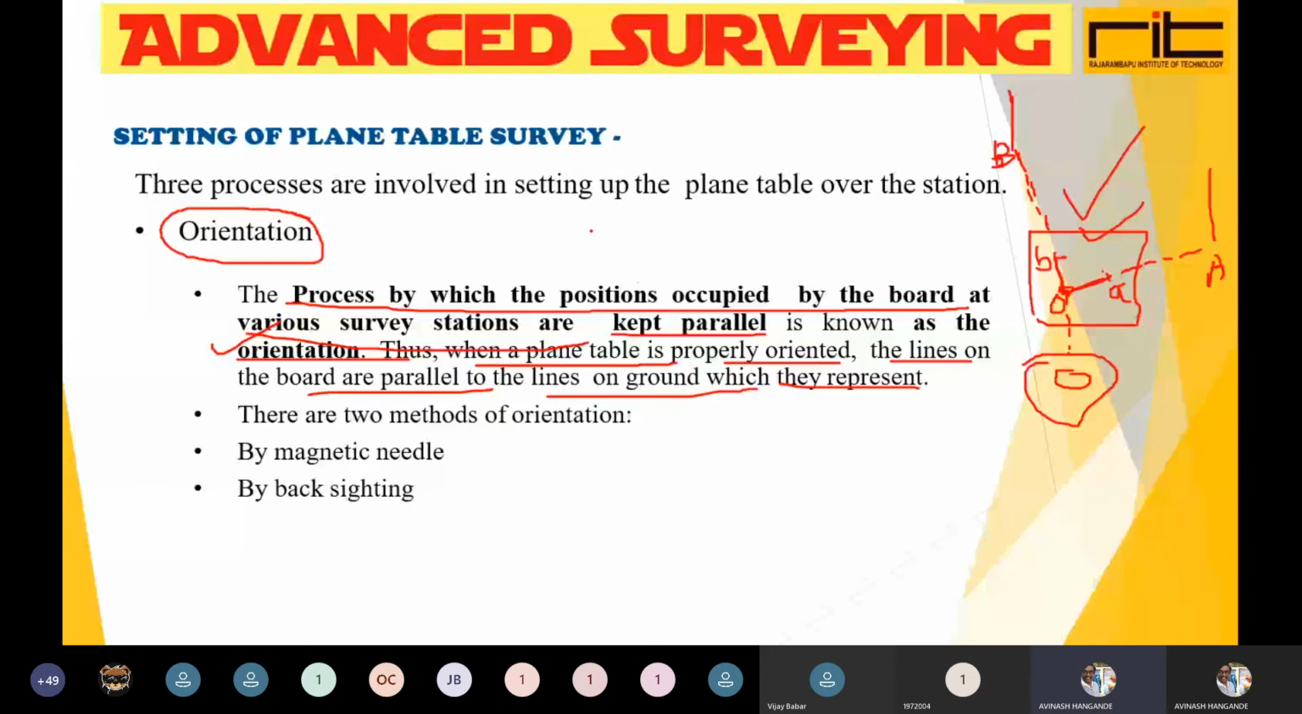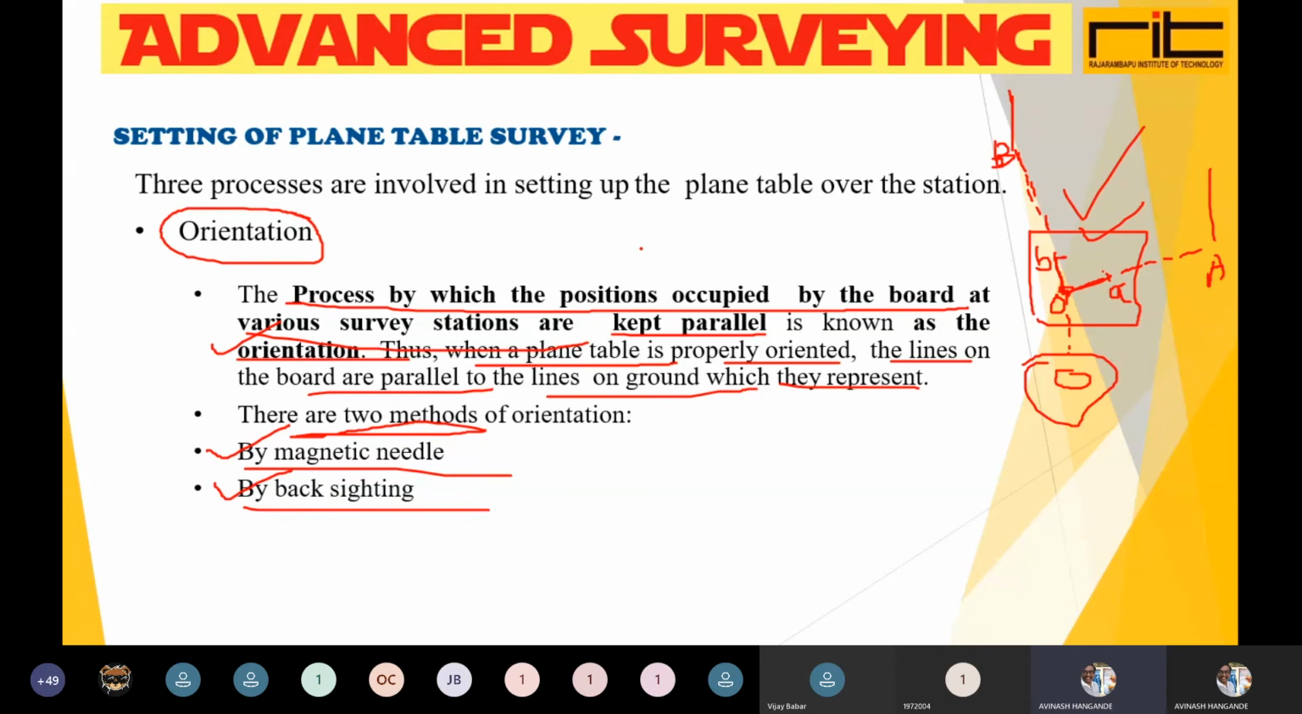Okay, so that is the orientation, and to perform this orientation, we have two methods. First one is the magnetic needle method, and second one is the backsetting method. Okay, so in next lecture we will see what is the procedure, how to perform this magnetic needle method, this backsetting method. Okay, that will be seen in next lecture.